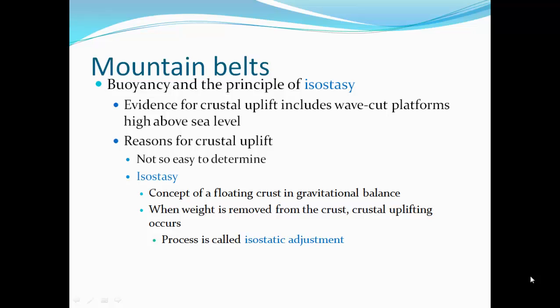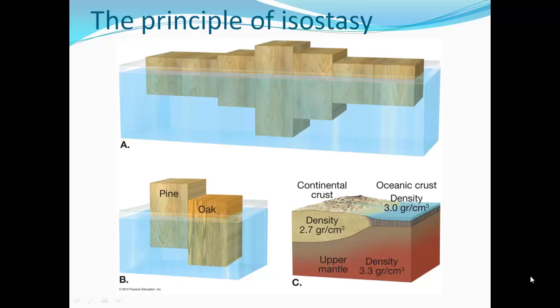The reason for crustal uplift is hard to determine, but there's the concept of isostasy. It's a concept of a floating crust in gravitational balance. When weight is removed, the crust floats higher. This process is called isostatic adjustment. Here, the heavier parts of the crust are floating, but are deeper in the water. The thinner, lighter blocks are also floating, but they're higher up. They don't extend so far deep. The denser oak wood will sink and float lower, and the lighter, less dense pine will float higher. The continental crust is going to float higher than the oceanic crust.